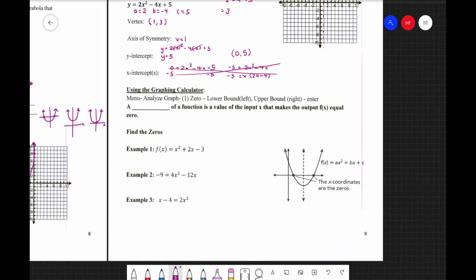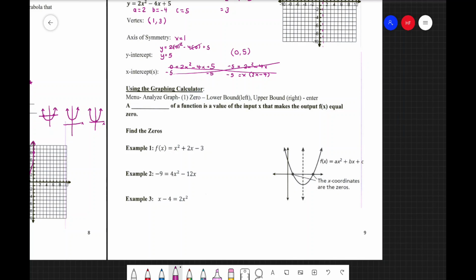So then for this last part, it's using the graphing calculator. I will leave this for you guys to do if you have the calculator. And if you don't, that is okay. I'm not going to get mad at you. I'm not going to say, wow, you don't know how to do math, because this is just a calculator trick. So if you have the calculator at home with you, then you can go ahead and try this.